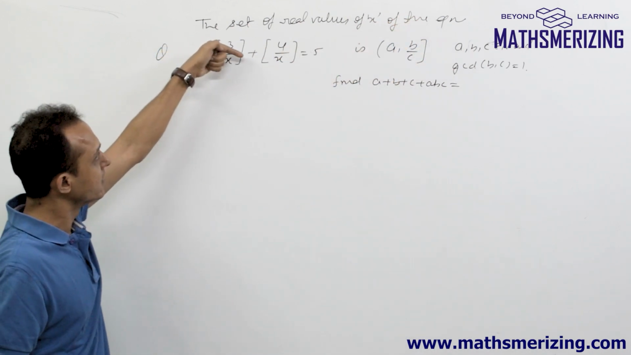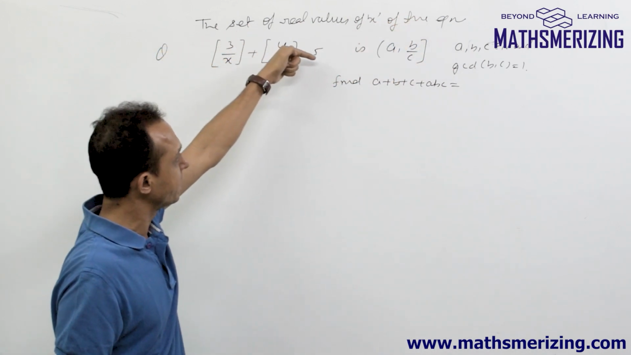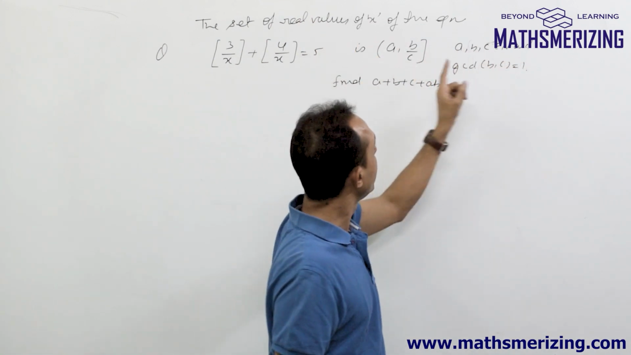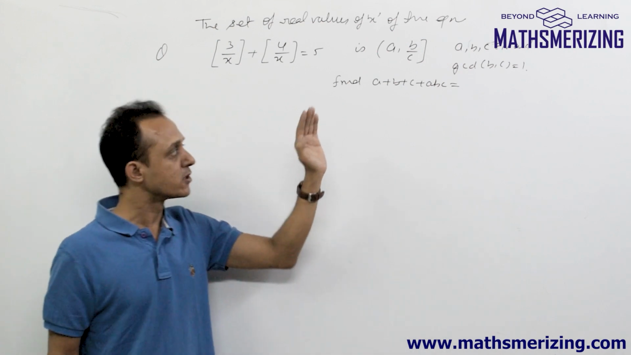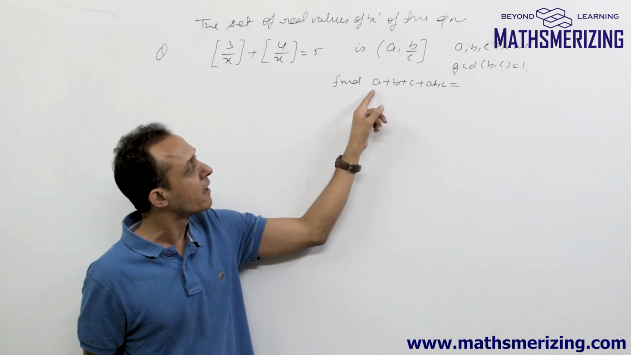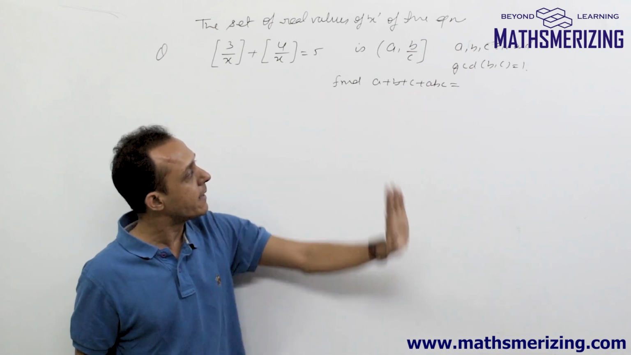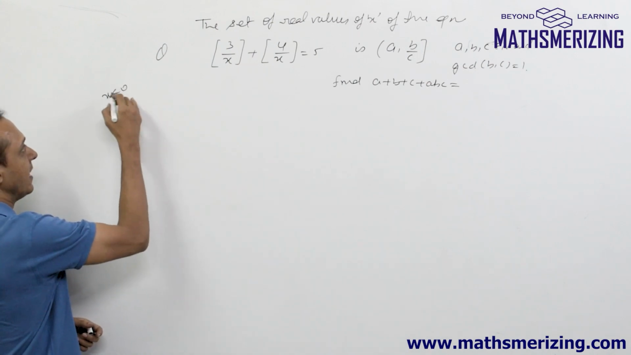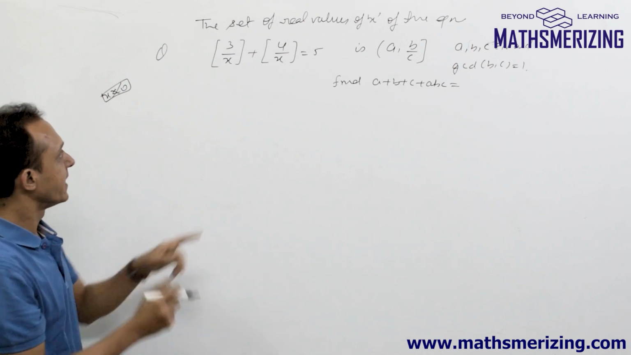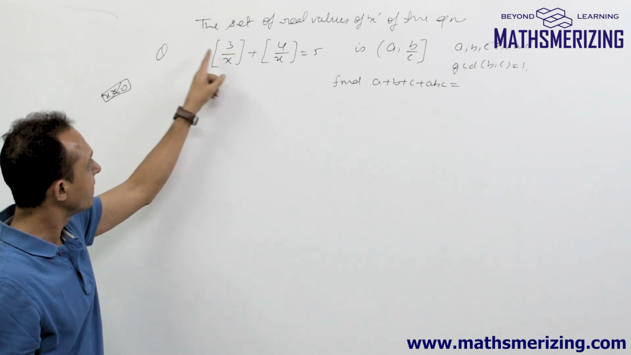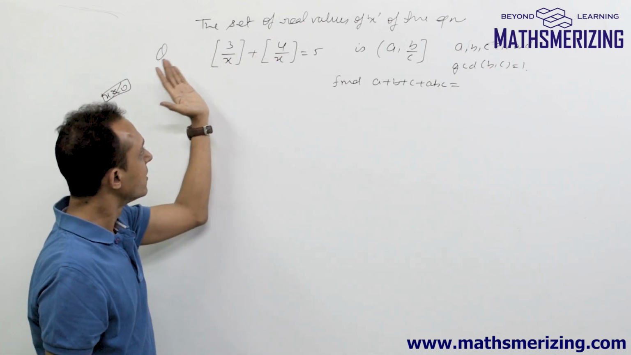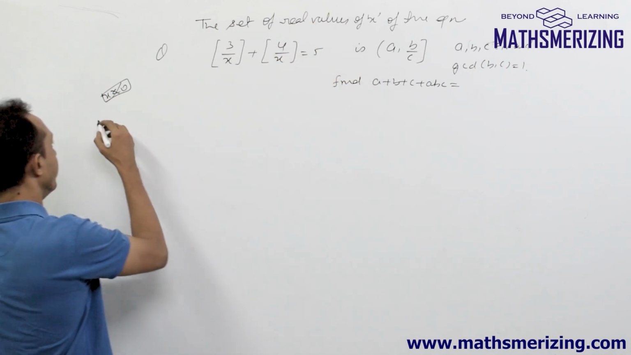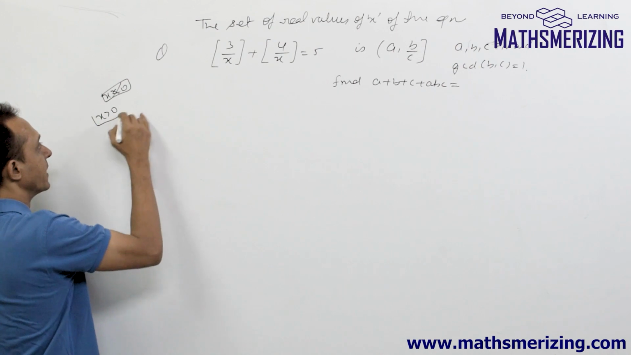Now the question is, if the set of real values of x for the equation greatest integer function of 3 upon x plus greatest integer function of 4 upon x is 5 is a comma b upon c, where a, b, c are natural numbers and b and c are expressed in lowest form, then I need to find the value of a plus b plus c plus a, b, c. Now I clearly know that x cannot be less than 0 because if x is negative then this value will be negative and this value will also be negative. So the sum of two negative numbers cannot be a positive number. So clearly the value of x should be greater than 0.